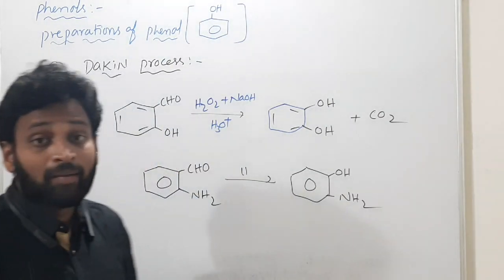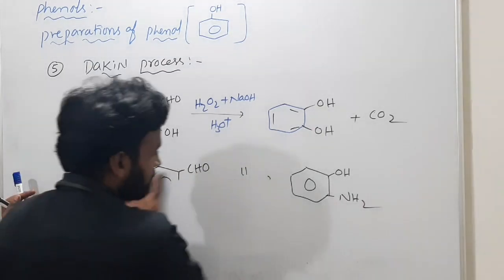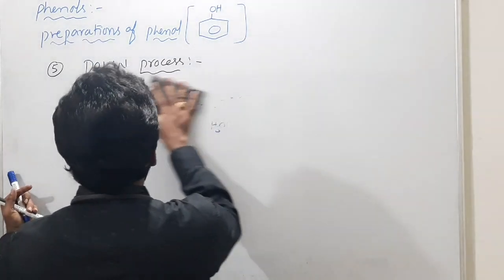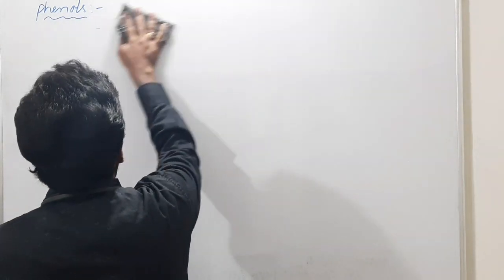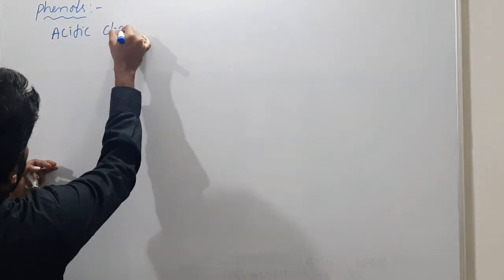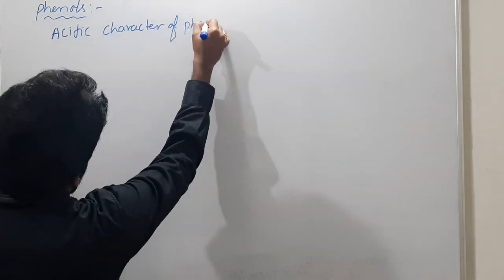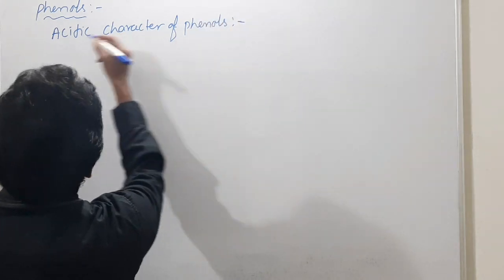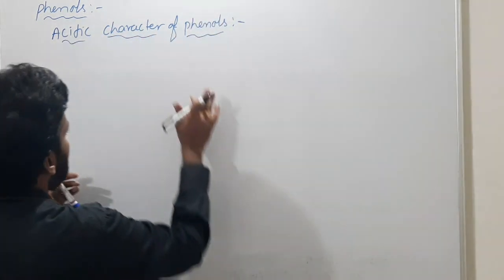So these are the preparations of phenols. How many preparations did we have? Five. Yes, five preparations. Now the preparations are over. Next we have to discuss the acidic character of phenols. Very simple, only five preparations for phenols.